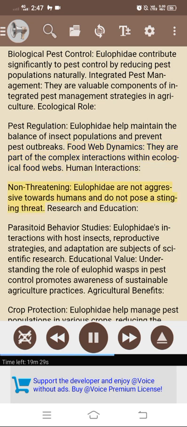Human interactions, non-threatening: Eulophidae are not aggressive towards humans and do not pose a stinging threat. Research and education, parasitoid behavior studies: Eulophidae's interactions with host insects, reproductive strategies, and adaptation are subjects of scientific research. Educational value: understanding the role of eulophid wasps in pest control promotes awareness of sustainable agriculture practices.